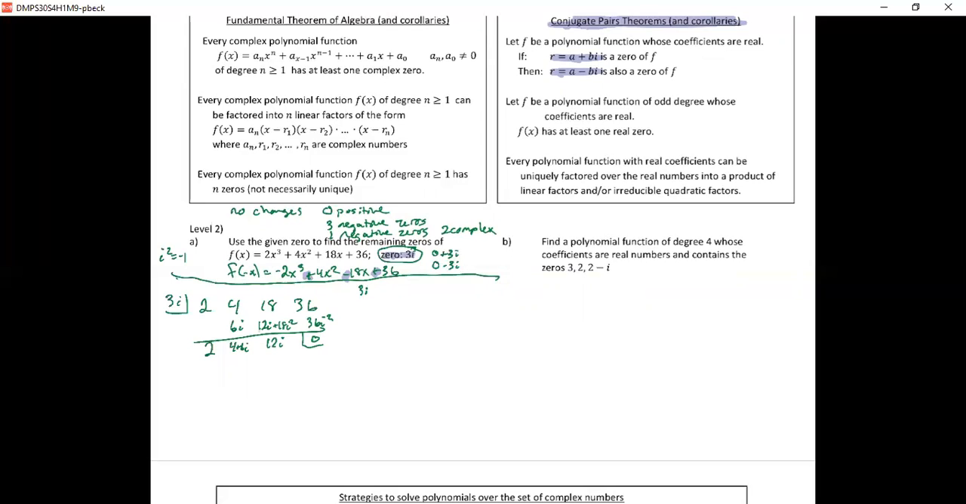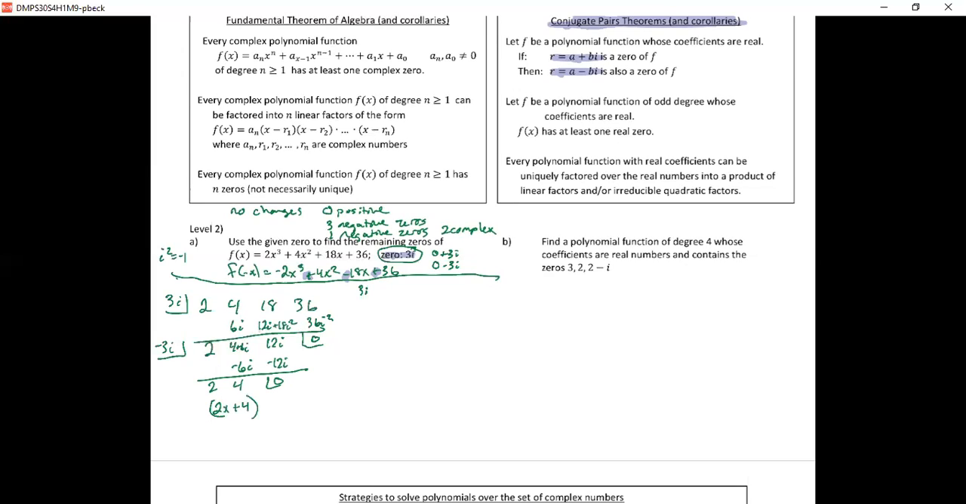So from here, if we know that 3i is a 0, we're going to take that reduced polynomial function and check negative 3i. So 2 times negative 3i is negative 6i. Add those together, we get 4. Multiply, we get negative 12i. Add those together, we get 0. What that means is my remaining factor is 2x plus 4.